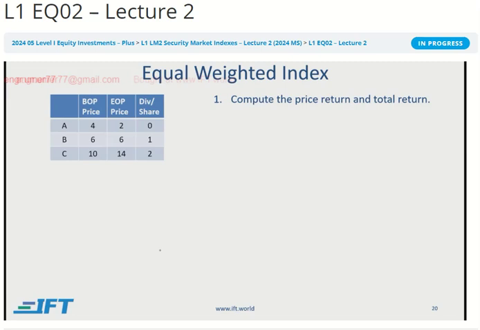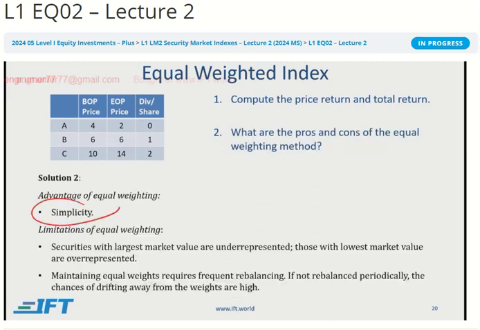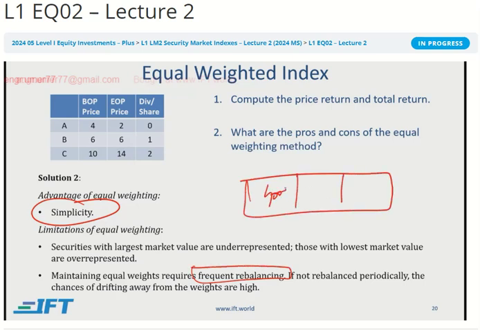Now, the important thing, what are the pros and cons of this? Again, the pro is that it's simple. The con is that it requires frequent rebalancing, because if you're putting an equal amount of money, let's say in Google, Microsoft, Amazon, and one of them goes up, let's say Microsoft goes up, then you have to sell a little bit of Microsoft and buy a little bit of Google and a little bit of Amazon.